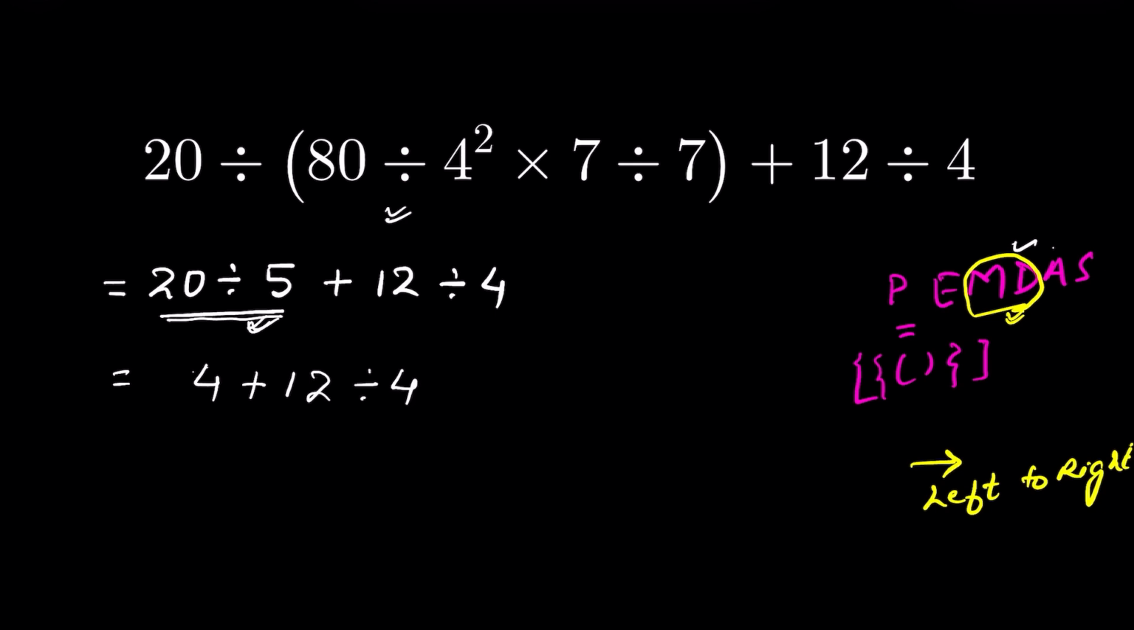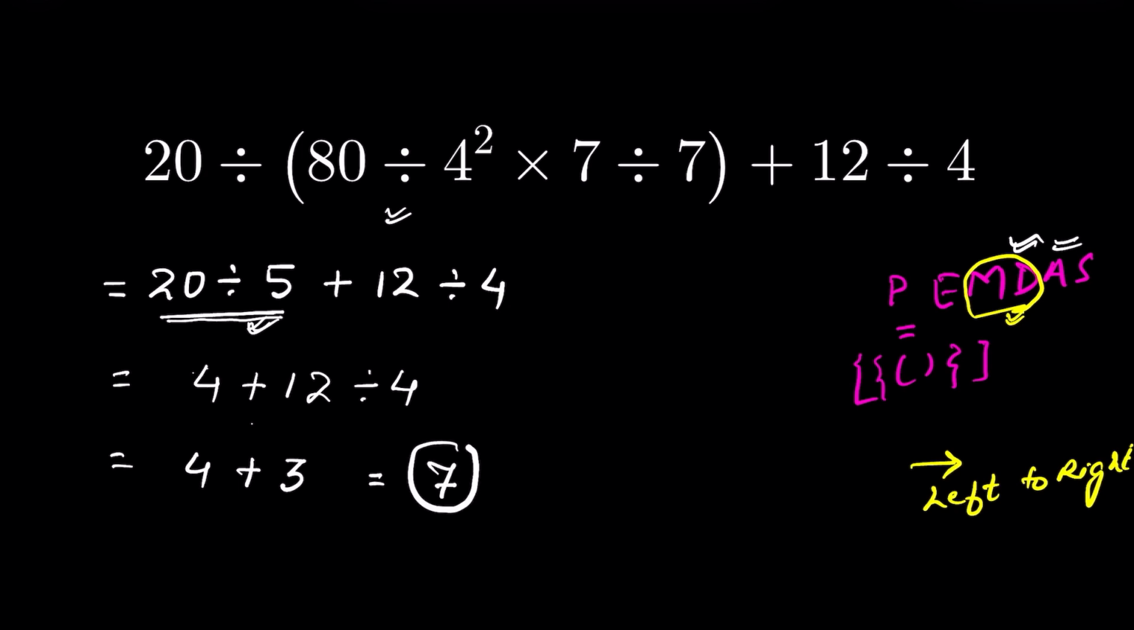Now here we have addition and division, and again division takes precedence over addition. So 12 divided by 4 gives you 3. Now you can add the numbers: 4 plus 3 is equal to 7. So this is your answer.